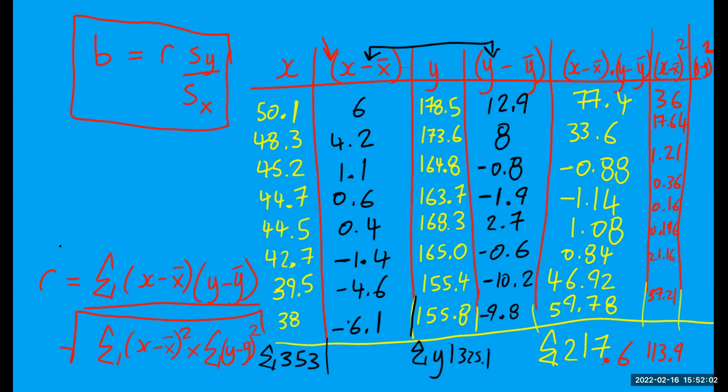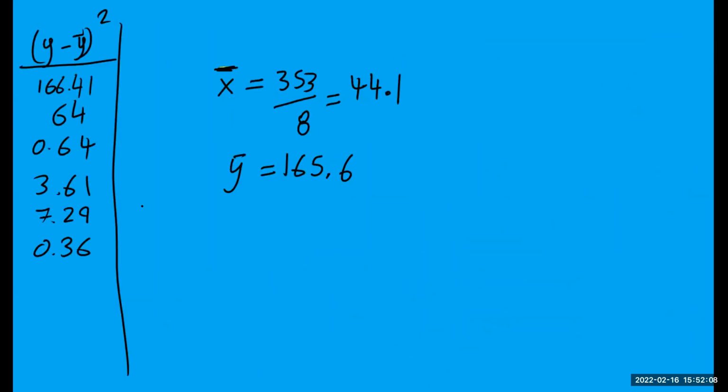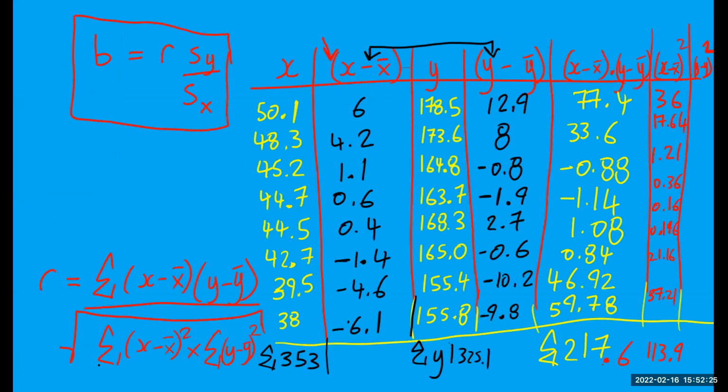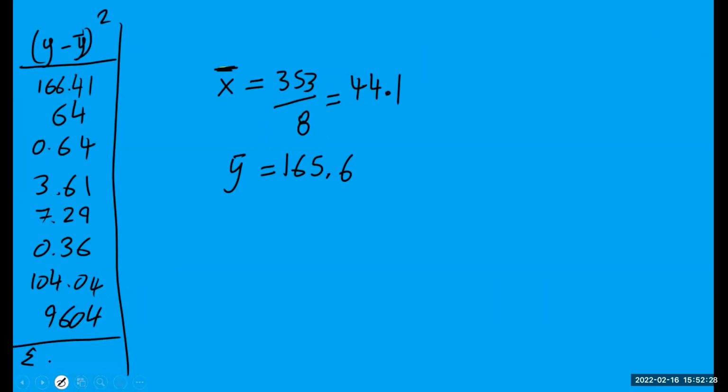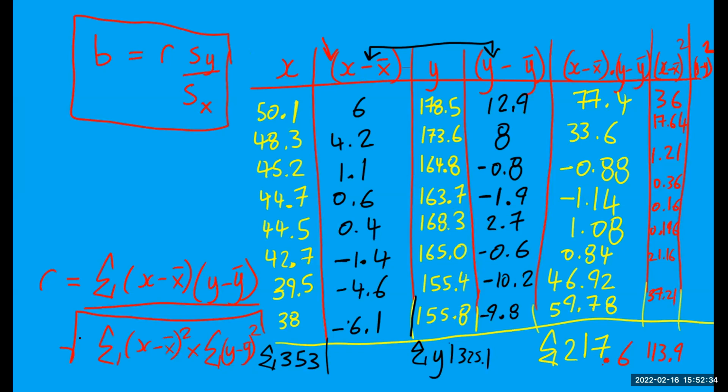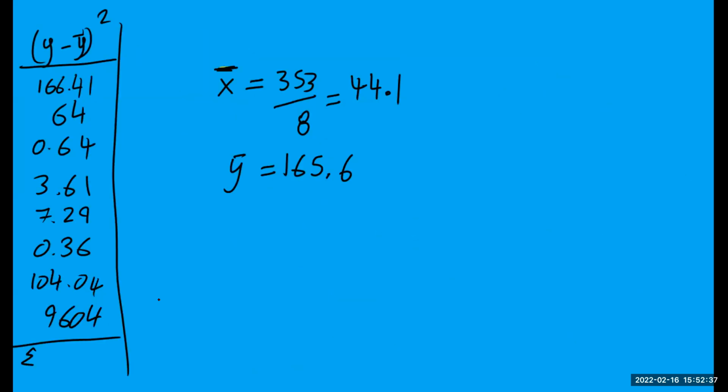0.6 squared is 0.36. 10.2 squared, I definitely don't know that. That's 104.04. Then 9.8 squared, 98 squared is 9,604, so 96.04. So we need the sum of it. In this case, we're going to add these up. Thank you. So now we add them up.